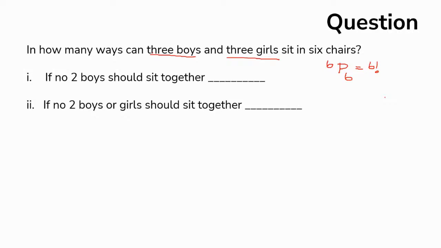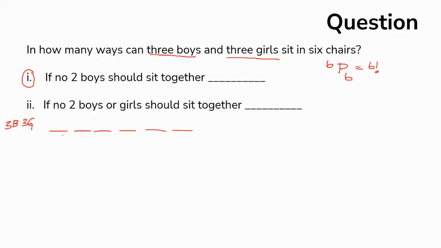But the problem is not like that. They have given something different. They have given two more questions extending that. If no two boys should sit together, how can that be done? For example, six chairs. For the first question, no two boys sitting together, how can that be arranged? Out of three boys and three girls, no two boys should sit together. How can I arrange them?